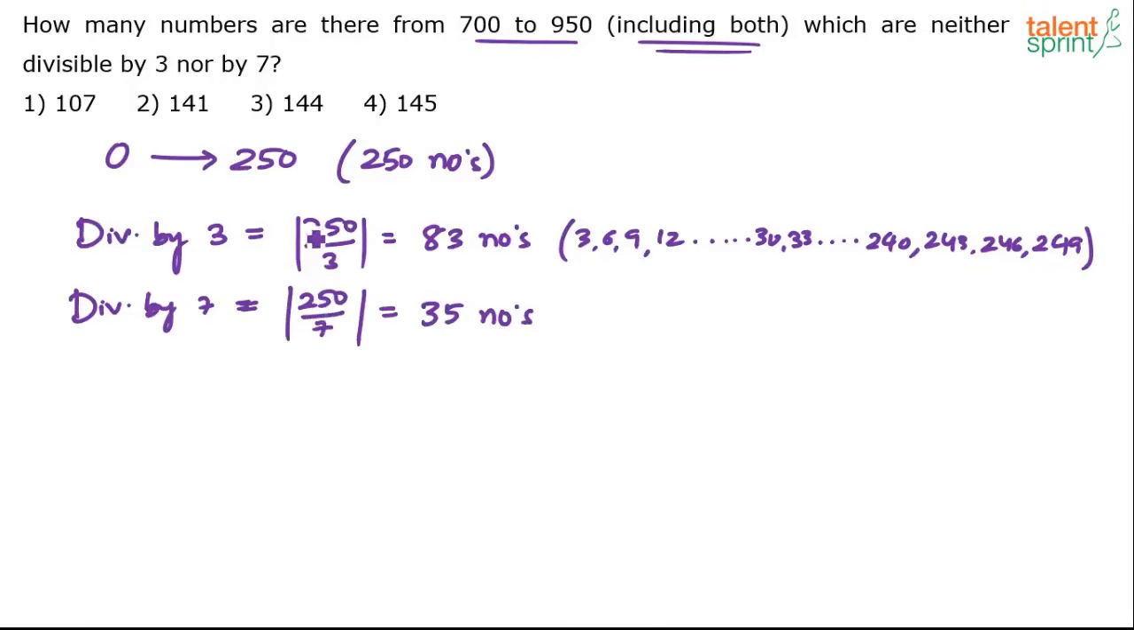You're able to follow. What are we doing? Only take the quotient. Divide 250 by 3, take the quotient. 250 by 3 is 83. The quotient is 83. I'm not taking the remainder. Similarly, 250 by 7, the quotient is 35. So there will be 35 such numbers.